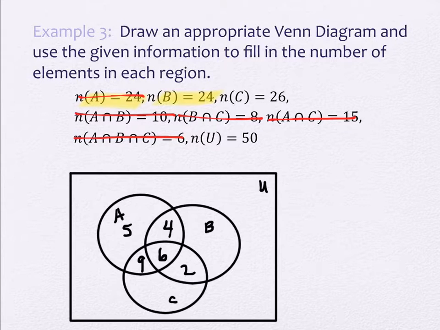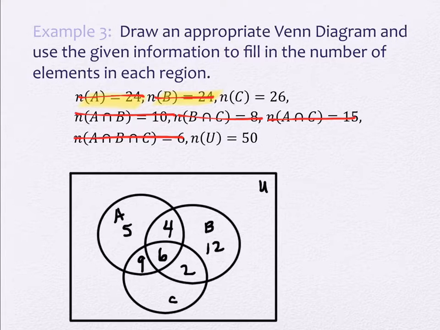How about n of B? Also supposed to be 24. Over here in circle B, I've got 4, 6, and 2. That is 12, so how many do I have left? 12. 12 more to get my 24, right? Yeah, good.